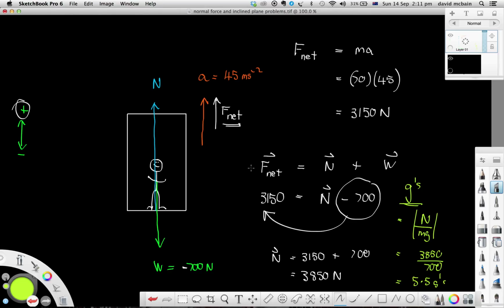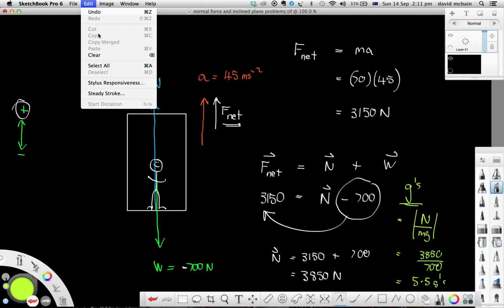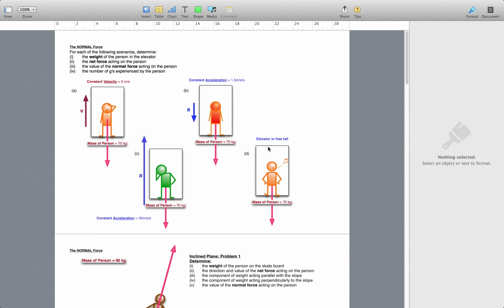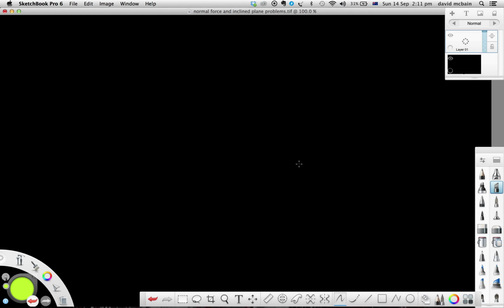Okay, so that was the third one. Let's have a look at the final one. The final problem, the elevator is in freefall. Okay, let's check that one out. So here's our elevator once again. Oh, it's a green one this time. Beautiful. And we've got our person who's standing in the elevator.